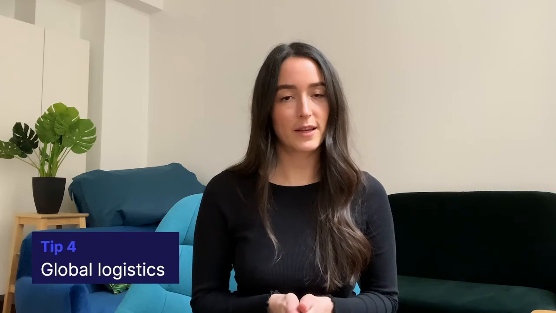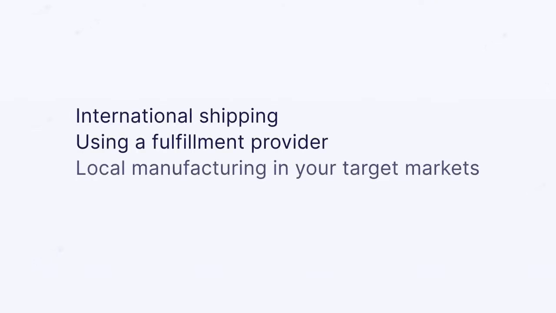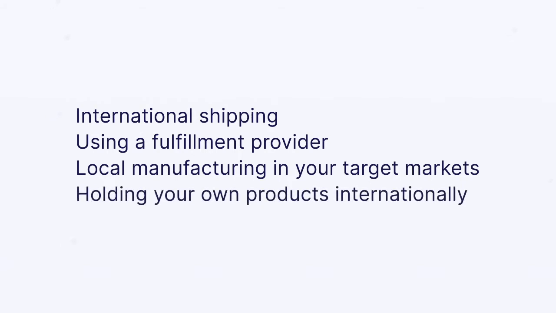Okay, so tip number 4 is global logistics. Now this is a pretty big one because it's how you're going to get your product to your customer. Now there are 4 different ways and methods for shipping internationally. We've got international shipping, using a fulfillment provider, local manufacturing in your target markets, or holding your own products internationally.